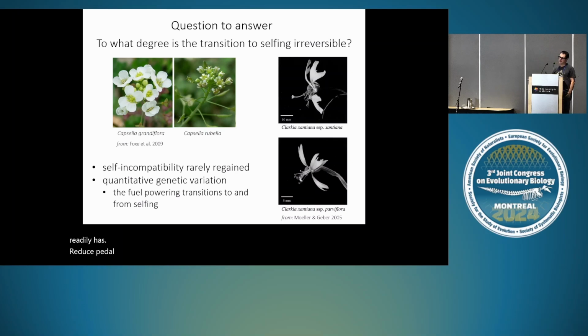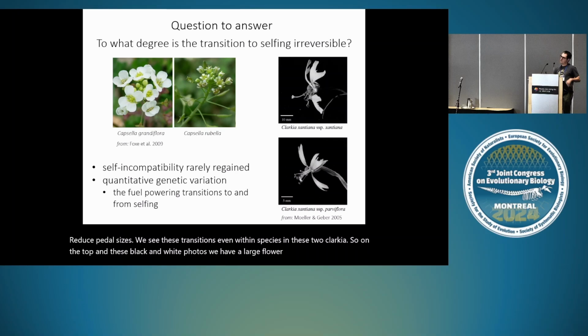We see these transitions even within species in these two Clarkia. So on the top in these black and white photos, we have a large flower, note the scale, and there's a big separation in space between the stigma and the anthers. So it's more difficult for self-fertilization to happen there. Whereas the subspecies on the bottom has those two characteristics in really close proximity, making selfing really, really capable or easy.